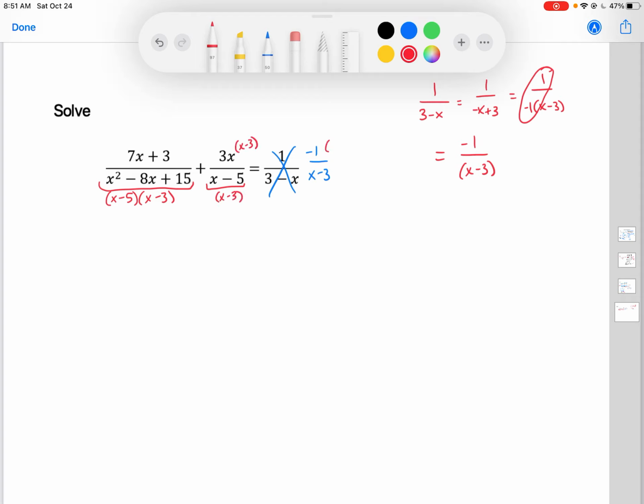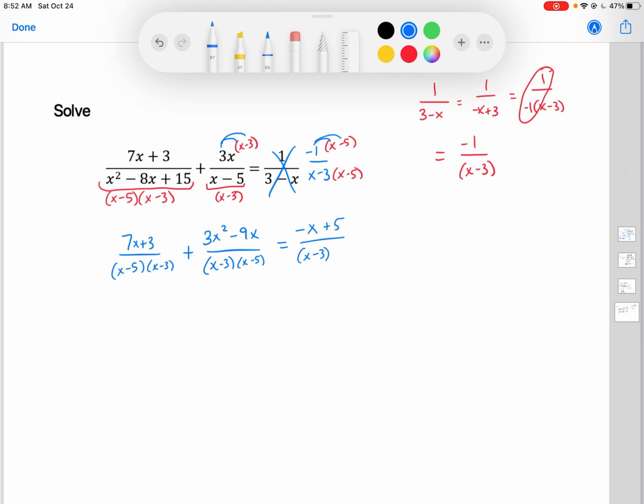So this next one I'm going to multiply by x minus 3. This one I'm going to multiply by x minus 5. And then we're going to work our magic. So we have 7x plus 3 over our common denominator, plus, and I'm going to distribute, so 3x squared minus 9x over x minus 3, x minus 5. That's going to equal negative 1 times x plus 5 over the x minus 3, x minus 5.